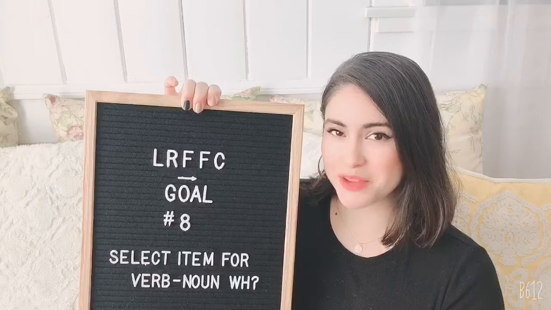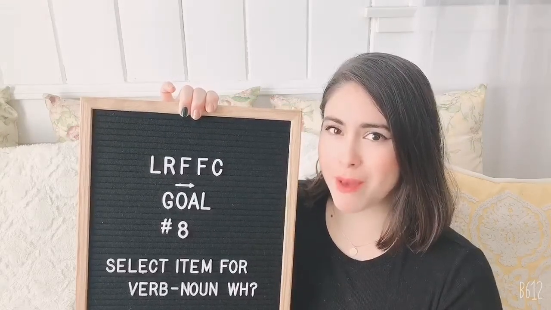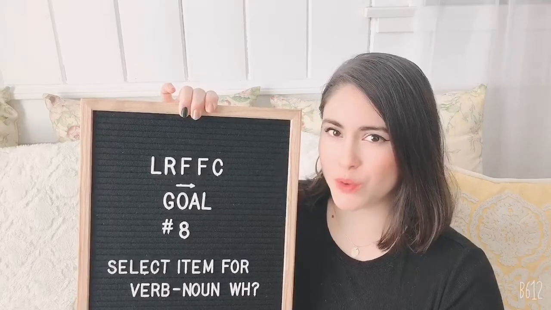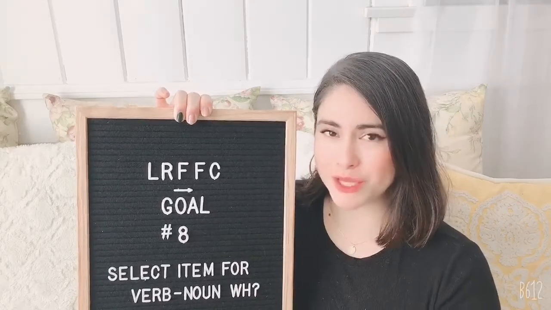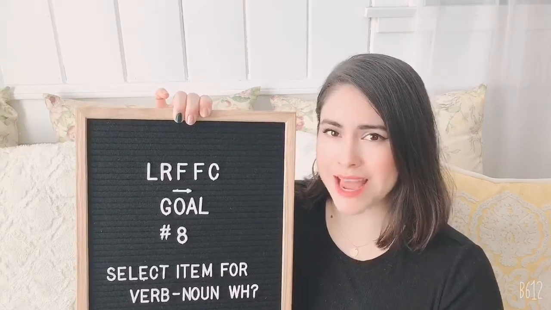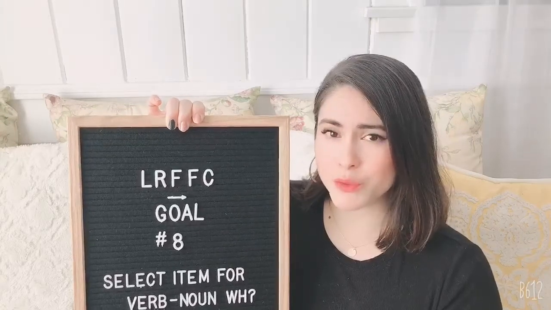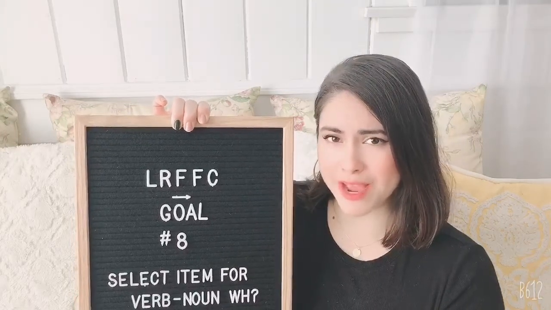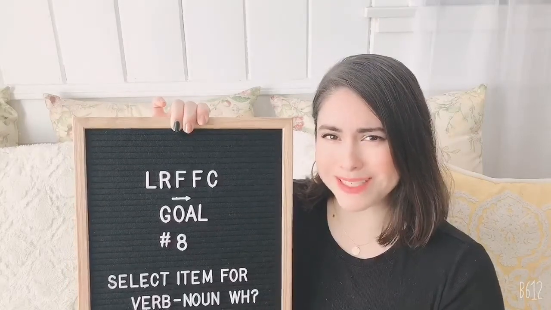And today I'm going to be sharing with you just a couple ways you can target the VB-MAPP LRFFC goal, or Listener Responding Function Feature Class. And this is level 2 and number 8. This goal is selecting an item from a field of 10 or from a book for 25 different verb, noun, rotating what questions. So let's see how we can do that together.